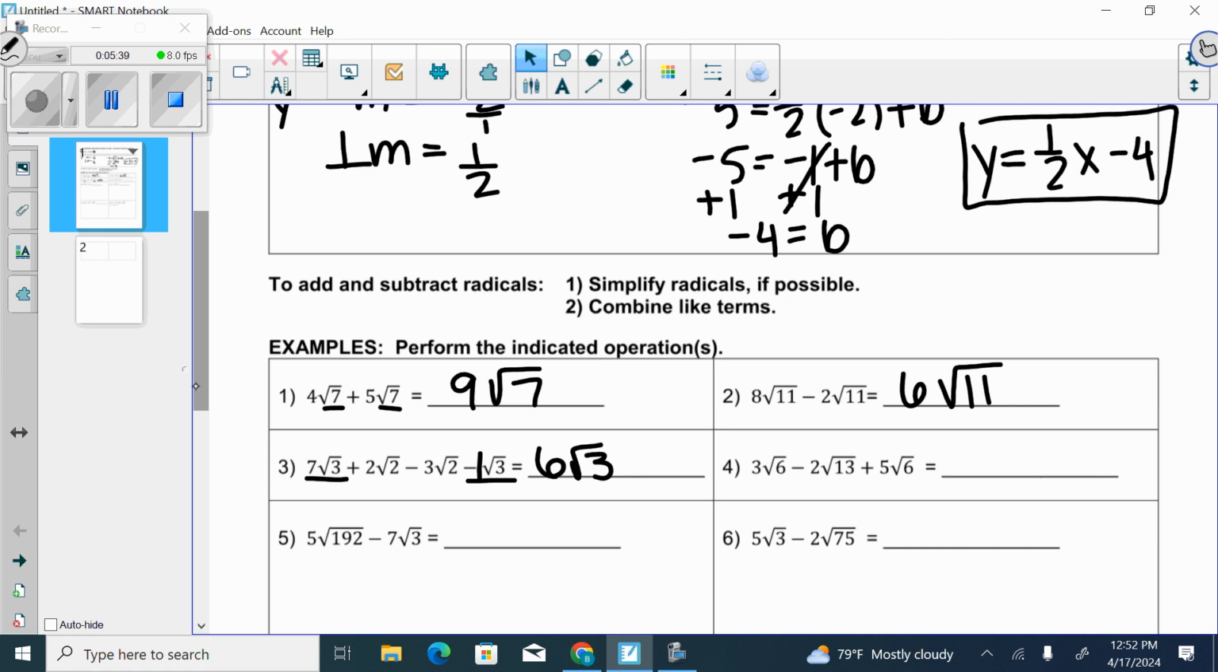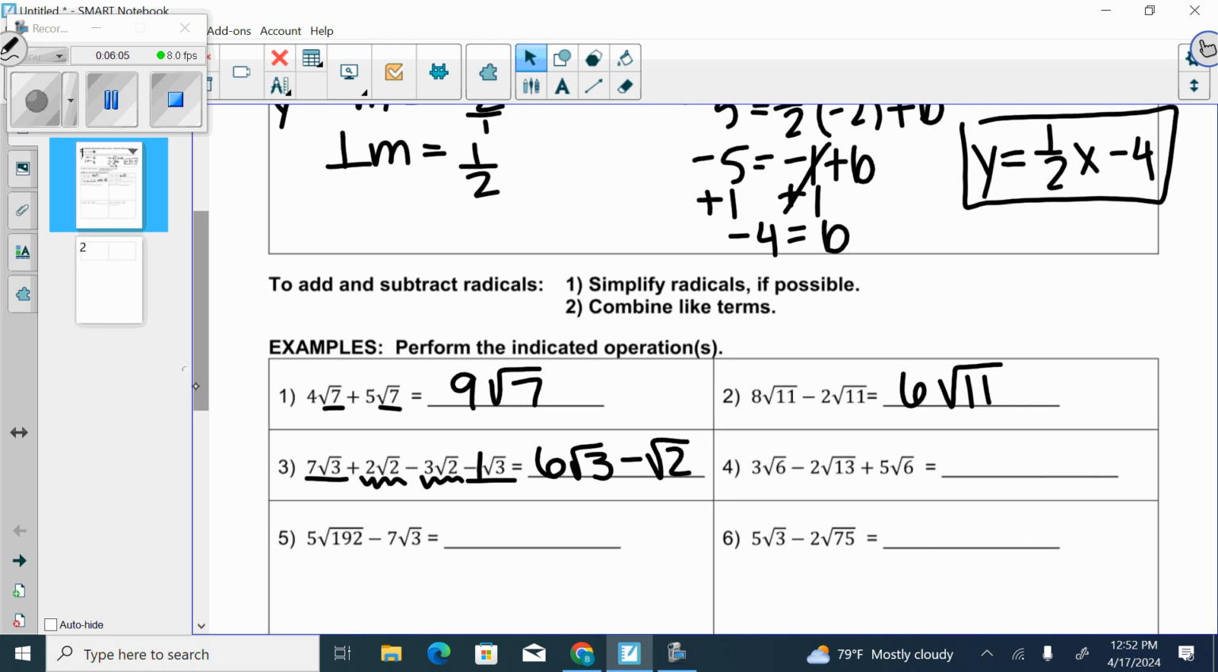Do you have any other like terms? These ones, right? Right here and right here, they both have a square root of 2. So I've got 2 minus 3, which is what? Negative 1. So negative 1, or just negative square root of 2. And that's where I'd have to stop, because there's no more like terms. Okay?